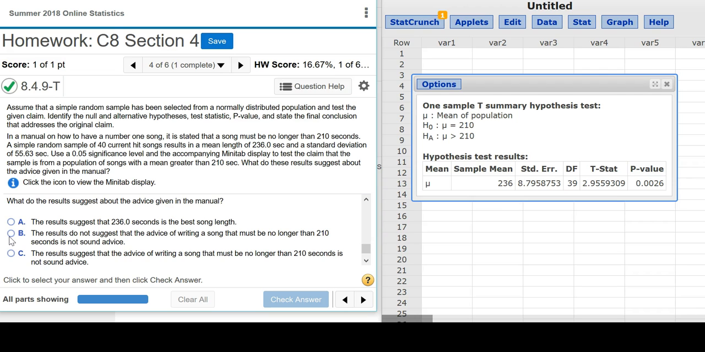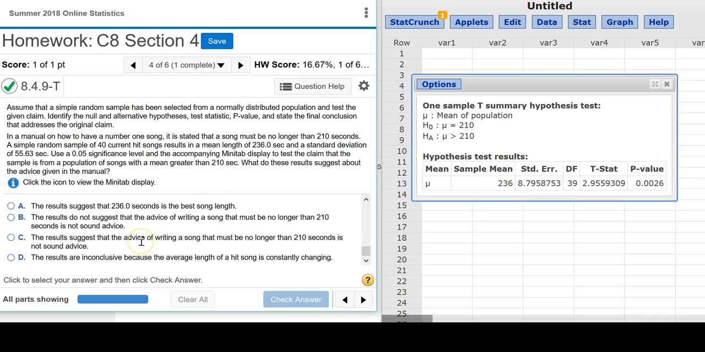And what would you suggest? Well, it would suggest that the results show that 236 is the best song length. No, you couldn't say that, right? Do not suggest that the advice of writing a song that must be longer than 210 is not sound advice. Maybe it does suggest that a song that must be no longer than 210 is not sound advice. So that's using StatCrunch for the t-test.